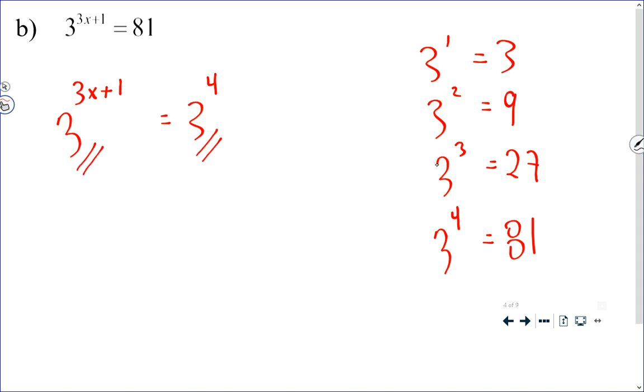The base on both sides is 3, and that means the exponents must be equal to each other. I subtract 1 from both sides and get 3x equals 3, which means x is equal to 1 when we divide both sides by 3. That's the solution.